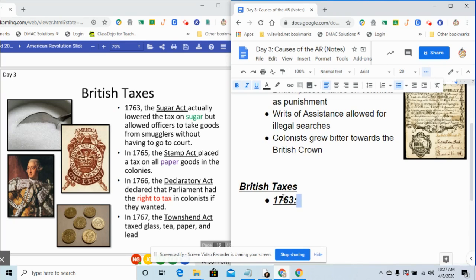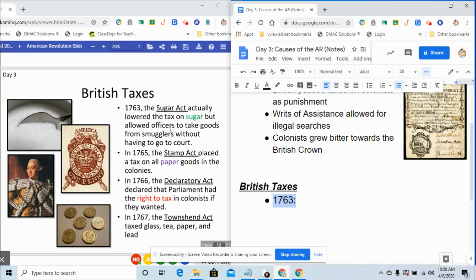And in this tax, the Sugar Act, it was called the Sugar Act, it lowered the tax on sugar but allowed officers to take goods from smugglers without having to go to court.